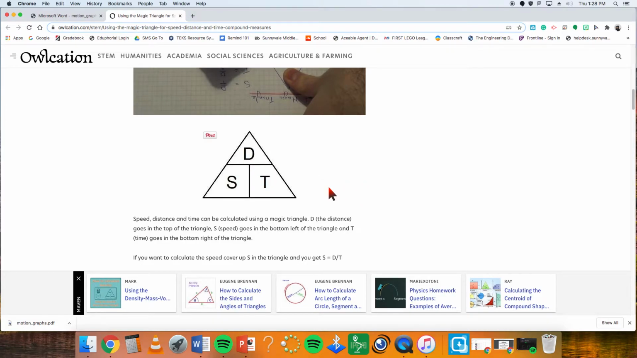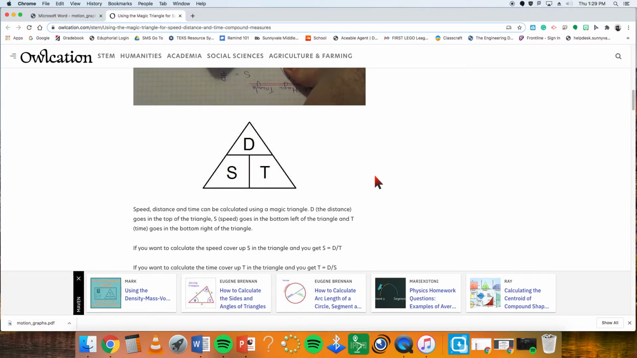You're going to take D and put it in the house. And then you'll have either S or T, whichever one they give you, because the other one will be the X. So in this case, if they give you speed, X is going to be time, so you're going to be dividing distance by speed, and your answer will be the time. So that's kind of how this goes.